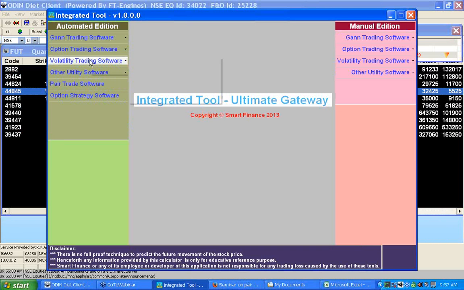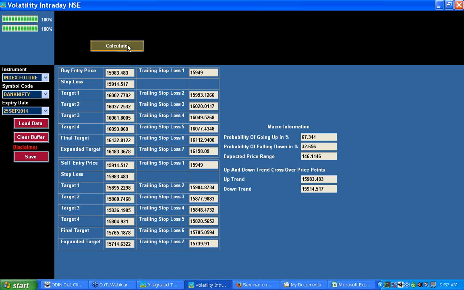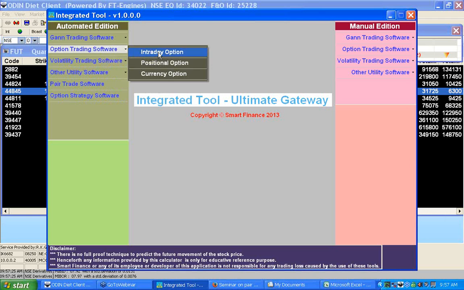Those who are using the volatility software or the Integrated Tool software have this feature. So this is option arbitrage, one of the safest trading techniques we can experience. I will be going through Bank Nifty. Since Bank Nifty is at a good volatility, I am going for Bank Nifty. I'll calculate it here, and this is for intraday. Sorry, I have just gone through the intraday volatility. I have to go for the options intraday.